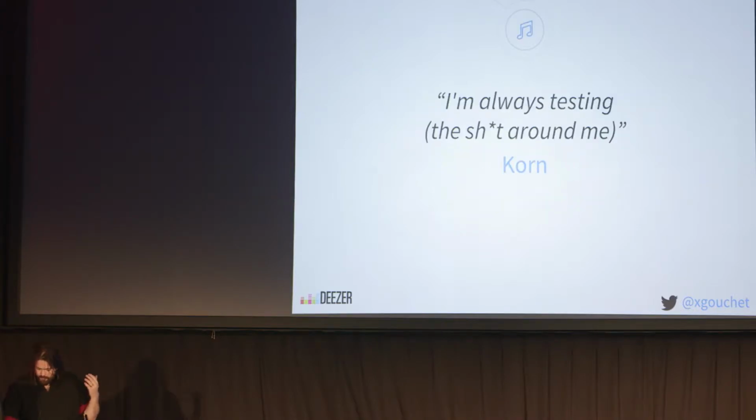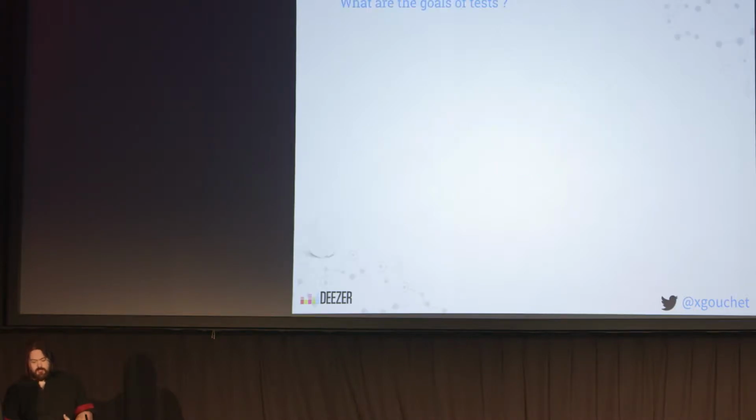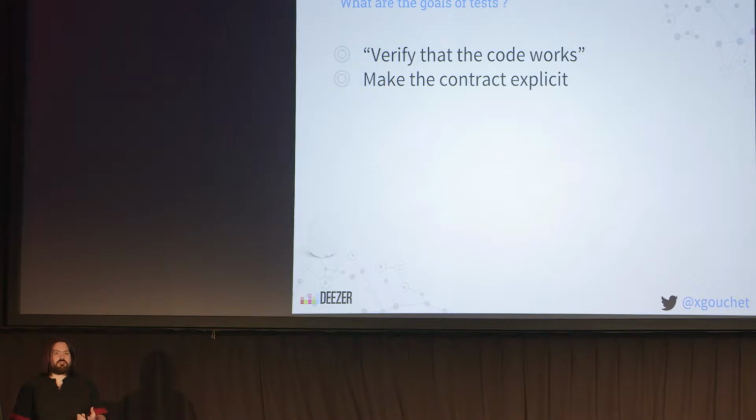So, always testing, let's take a look at what mutation testing is. Basically, the goals of tests when you're testing is to verify that the code works. It's the basic stuff. But it's also to make the contract explicit, especially if you are doing TDD. You just want to say, okay, I'm writing the test first because I'm writing the contract of what my feature, what my class is supposed to do.